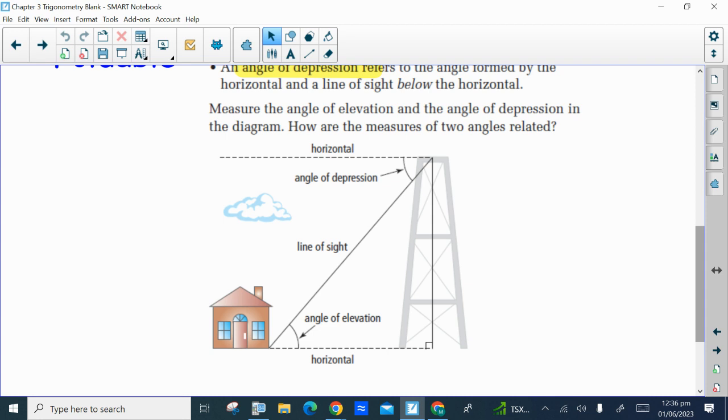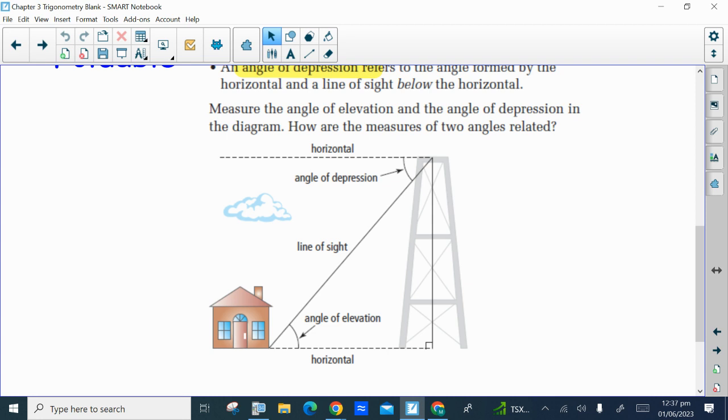So in the example that's given there, the angle of elevation from the house to the top of the tower is this angle at the bottom. Essentially, if your eyes are looking straight horizontally and then they rotate up to the top of the tower, that angle is the angle of elevation. Elevate means going upwards, so you're looking up.